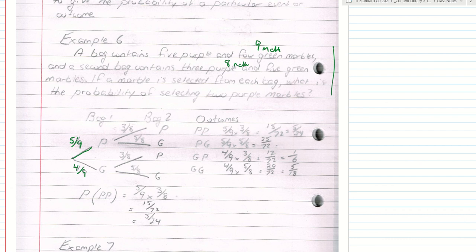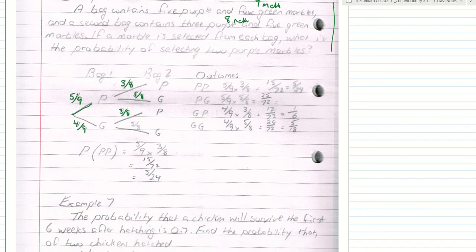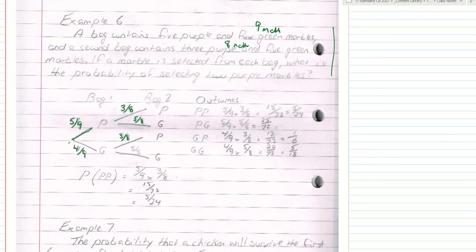So we've got them on our branches. Our second bag has 8 marbles, and it has 3 purples. So the chance of getting a purple is 3 on 8, and getting a green is 5 on 8. We've added them to the branches. Now, if we're looking for the probability of getting 2 purple, we go up this path here, purple, and we multiply those 2 probabilities together. 5 on 9 times 3 on 8 is 15 on 72.